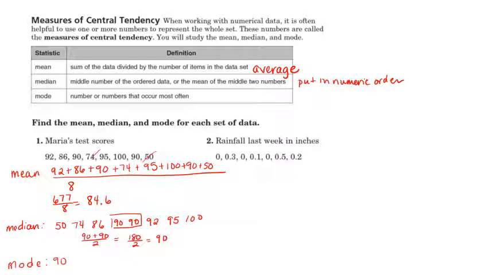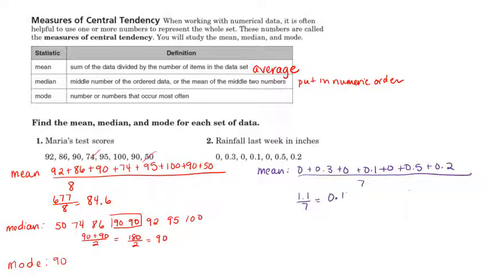All right, so let's do that again for the next set of data, which is rainfall last week in inches. So we'll do the mean again. Again, for mean, you add them all up, and then you divide by how many you have. So let's add all these up. Plus 0, plus 0.5, plus 0.2. And then there's, let's see, 1, 2, 3, 4, 5, 6, 7 of them. All right, when I add all those up in the calculator, I get 11.1 divided by 7. And my average, I'm going to round that to 1.6. All right, so that's my average or my mean.